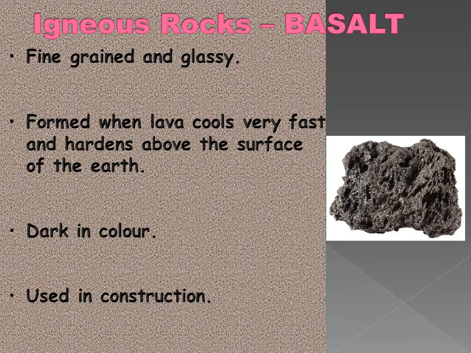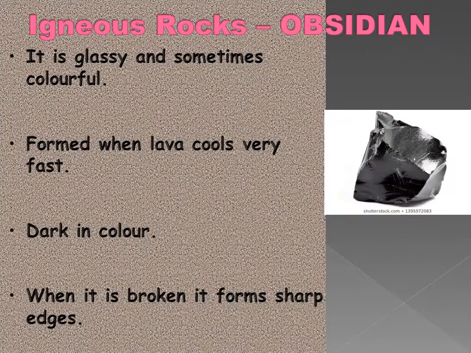Basalt is a very fine-grained and glassy igneous rock. It is formed when the volcanic lava cools very fast. It is usually dark in color and mostly used for construction purposes. Obsidian rock is usually a dark colored igneous rock that is formed when the magma cools quickly. When it is broken, it forms sharp edges, and ancient humans used obsidian rocks to make tools.